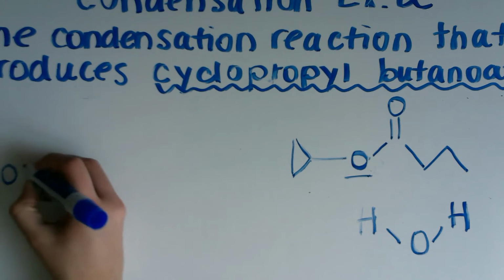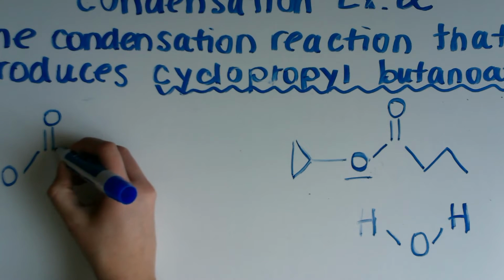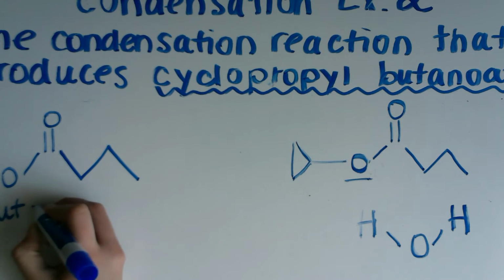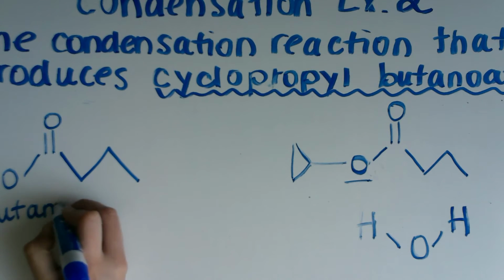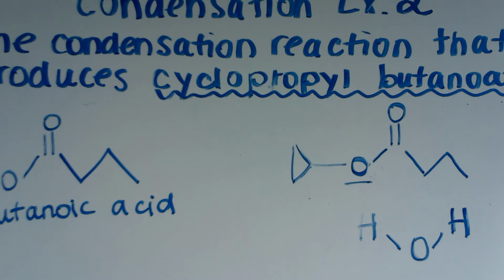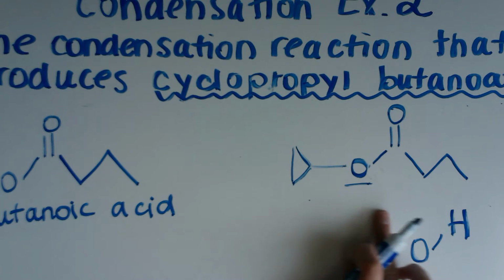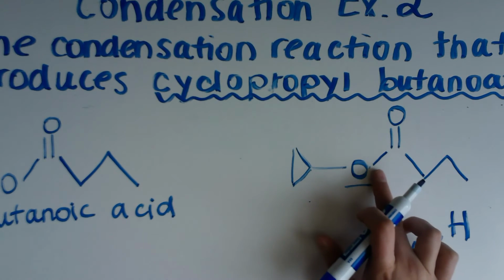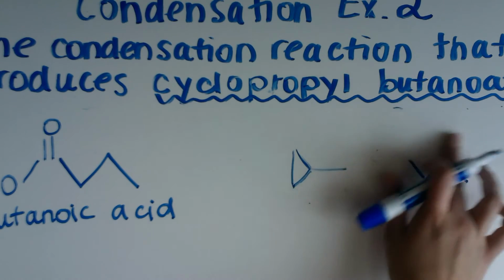So start with the hydroxyl, bond it, double bond it to an oxygen, and we have butanoic acid. So that would use up one of these hydrogens from the water that was produced, as well as this whole side of the product.